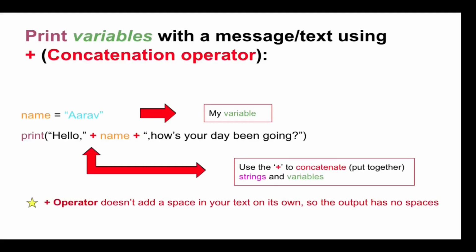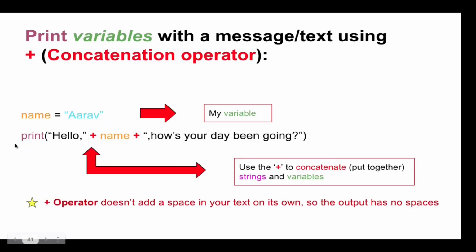So we can print variables with a message or text using a plus, which is a concatenation operator. So concatenation basically just means adding strings and variables, or maybe even other things, together. So we just use a plus sign to add these things together. So for this example, I'm using name is equal to rf again, because I can't really think of another variable.